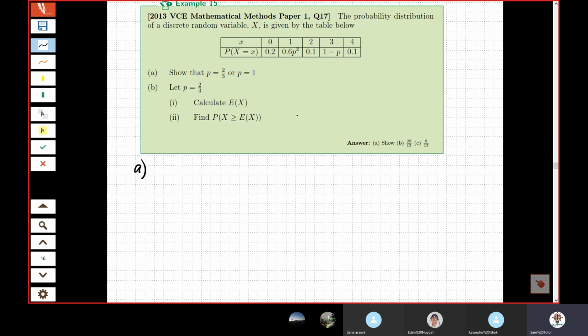Yeah? Go ahead, Eden. You can add 0.2, 0.6p squared, 0.1 to equal 1. That makes sense. Again, you're just going to sum all the probabilities at the bottom. It's going to equal 1. That's the only condition you know. And there you go. You will find P from this. Because it's got 2 answers, what kind of function must this one be?